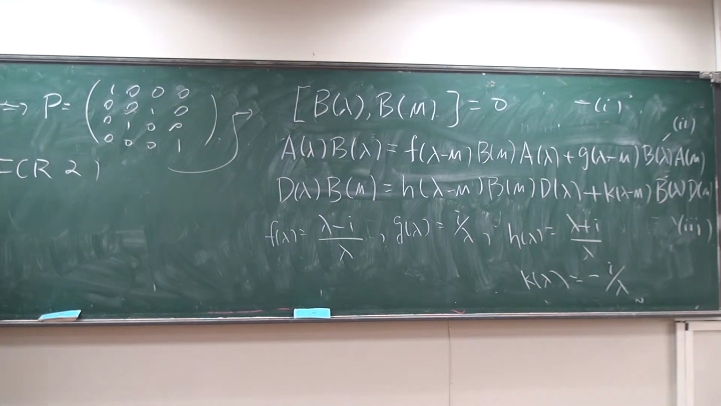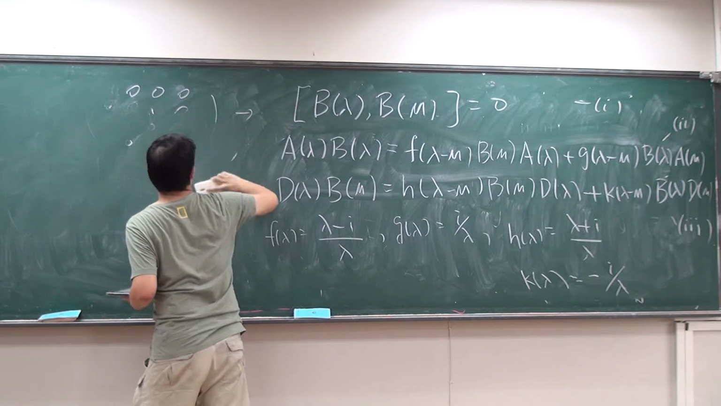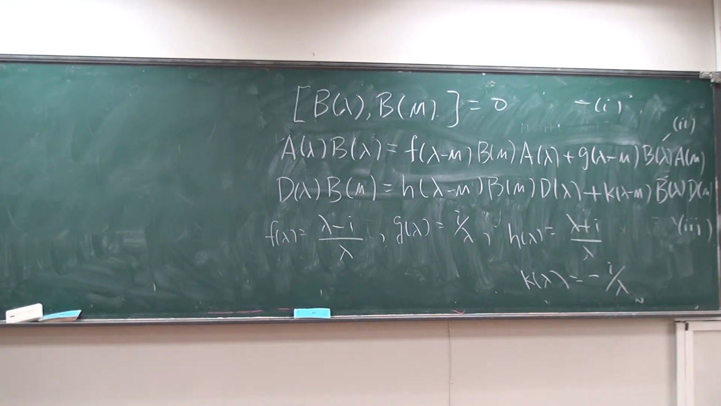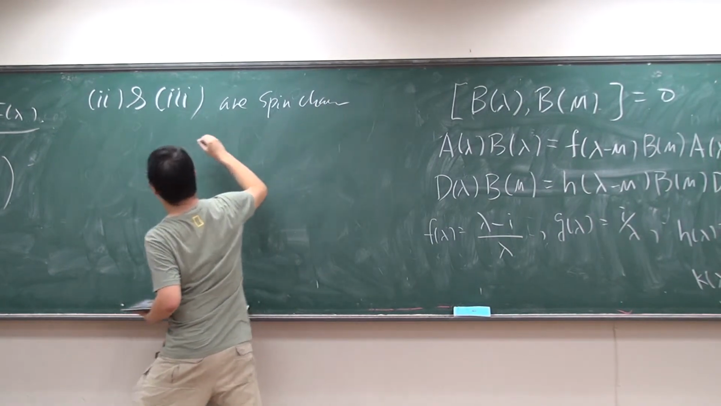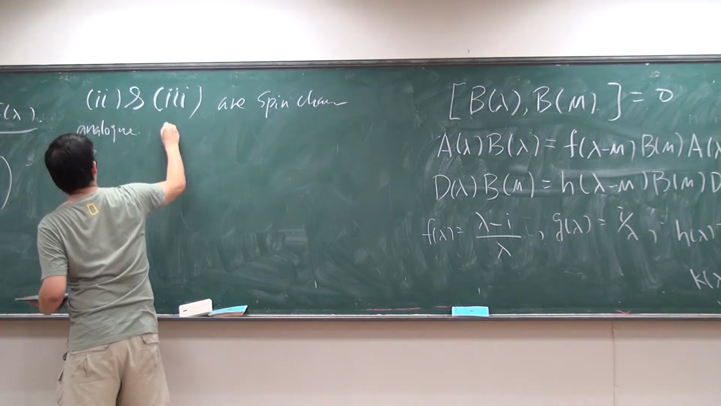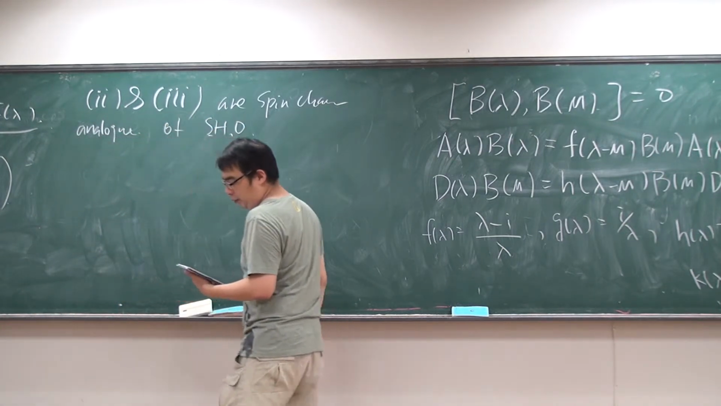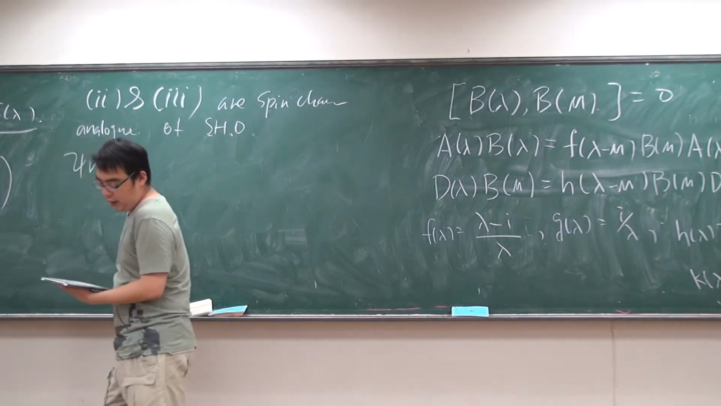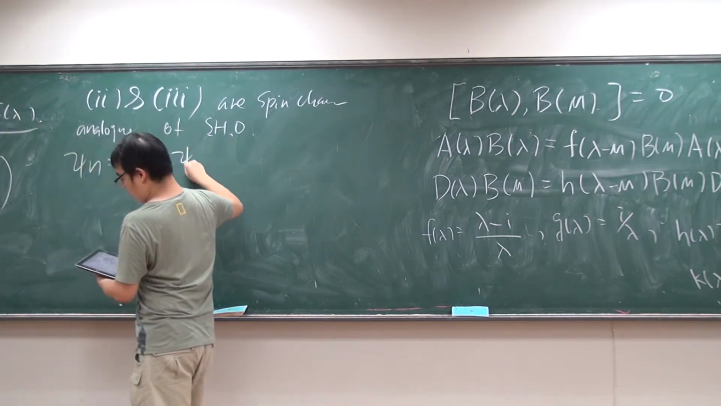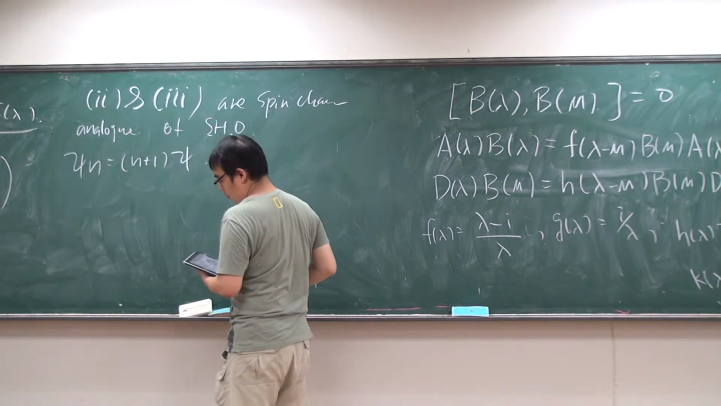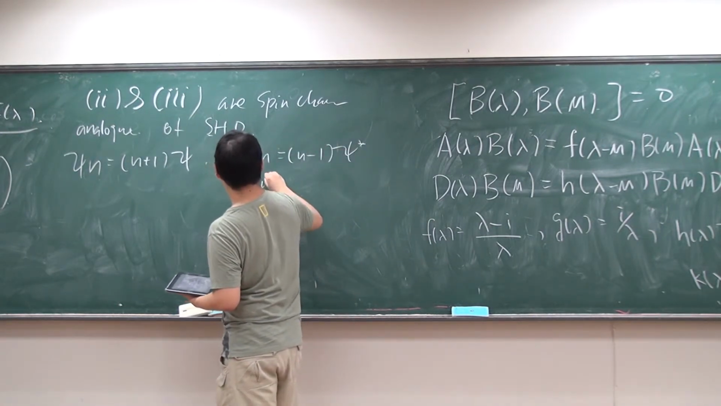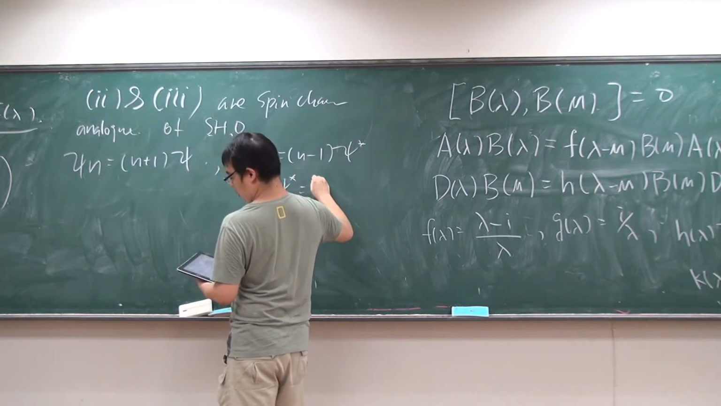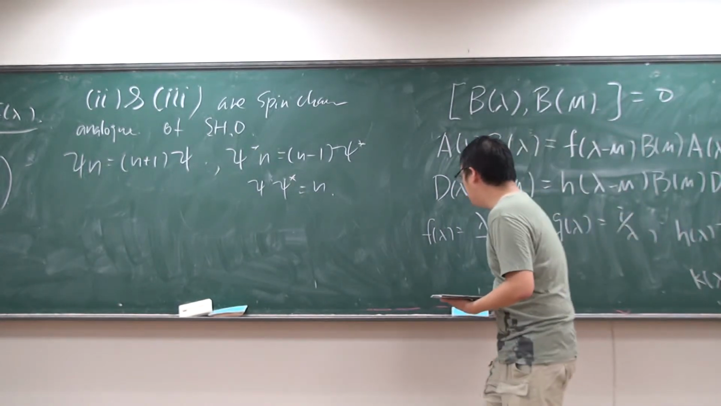Well, so basically, 2 and 3 are the spin chain analog of the SHO relation, the simple harmonic oscillator relation, when you add a creation or annihilation operator on the number operator. Okay? So it's kind of a raising and lowering relation you want.